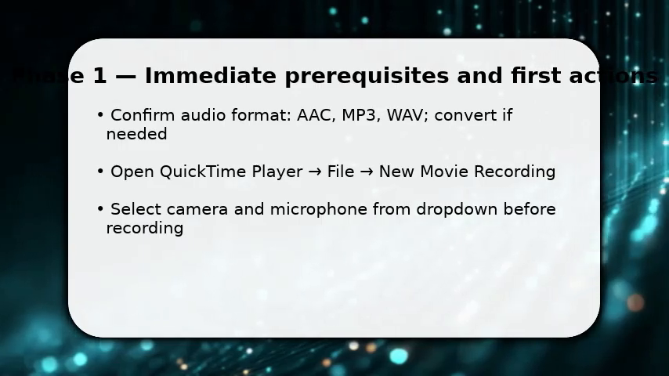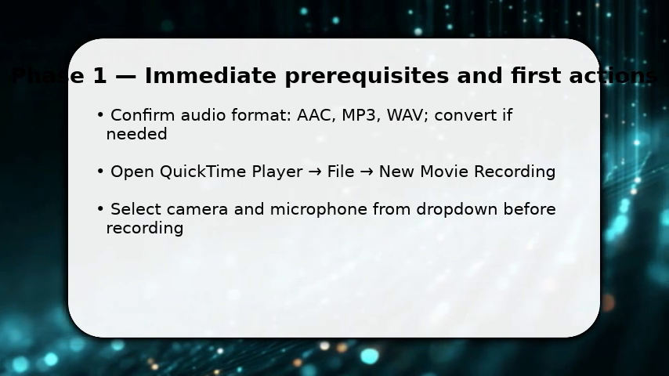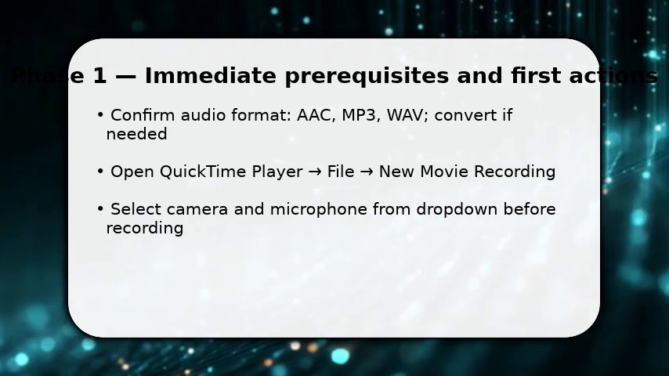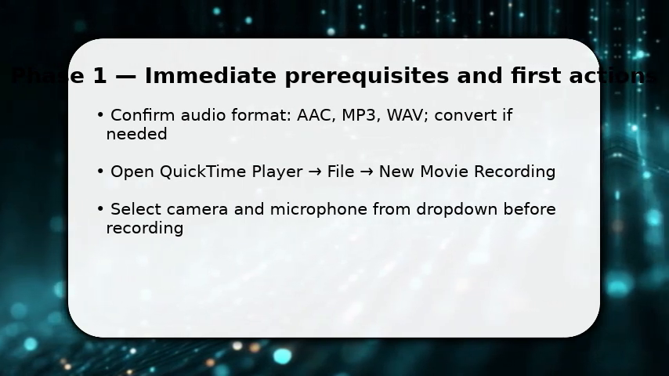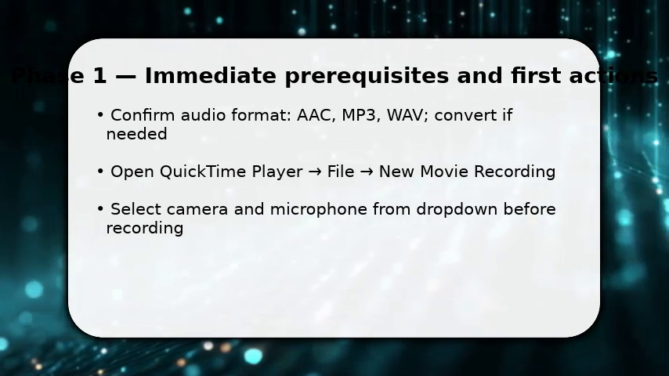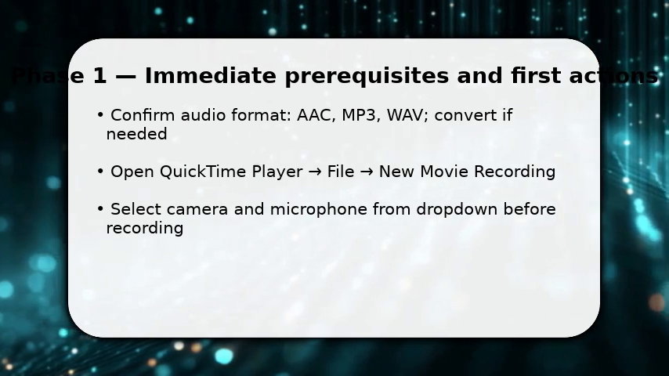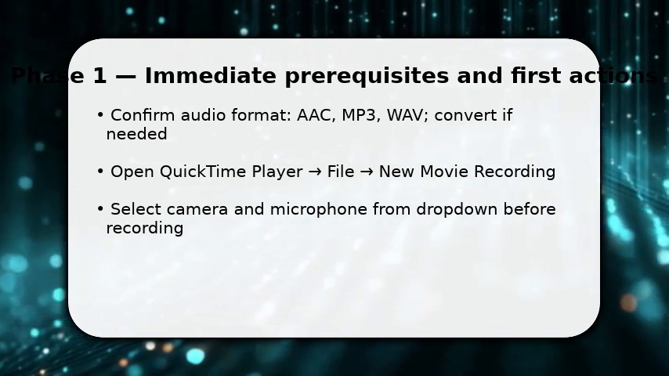You start by gathering your video and the audio track you want to add. Make sure the audio is in a compatible format like AAC, MP3, or WAV. Open QuickTime Player and choose File, New Movie Recording to create an editable timeline. This gives you a media window.